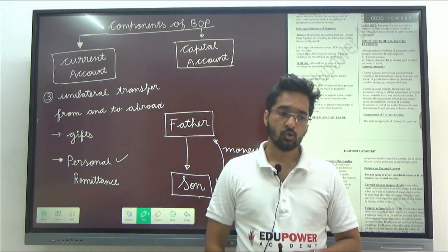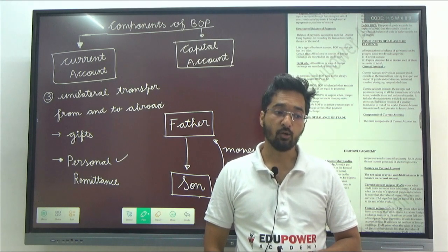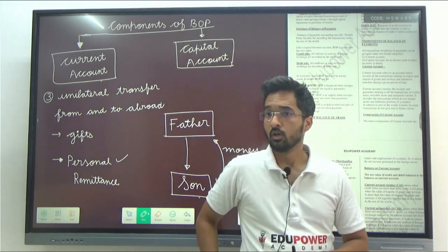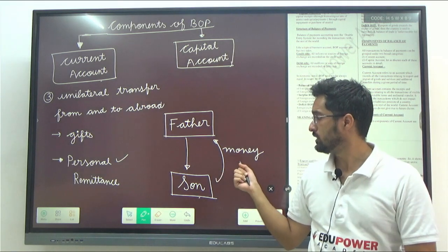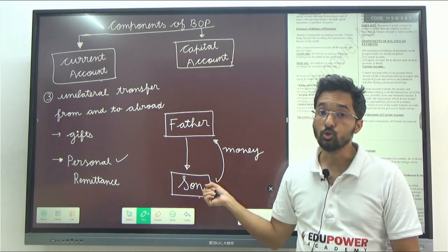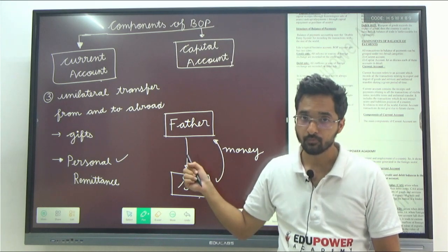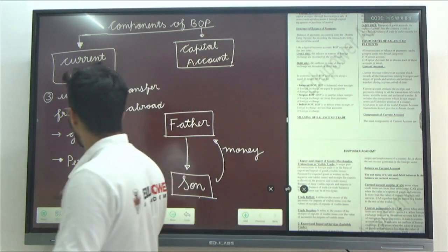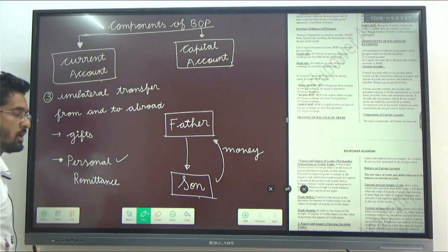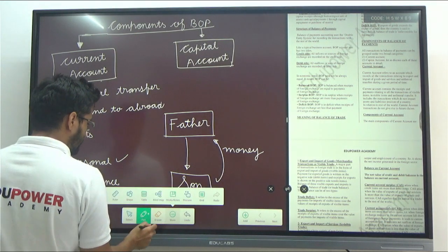Yes. So it will be recorded on the credit side of the balance of payment, because money has flown inside India. This money has flown from USA to India. Hence money has come inside India. Hence it will be recorded on the credit side of the balance of payment.